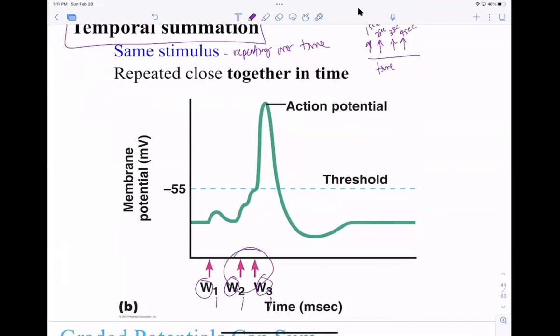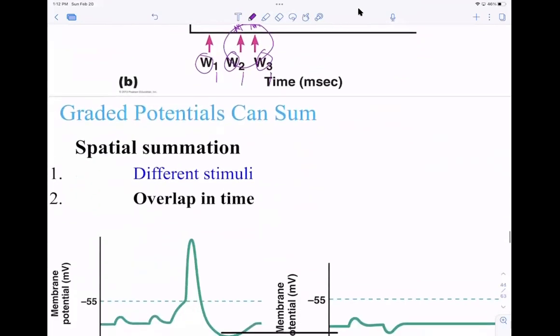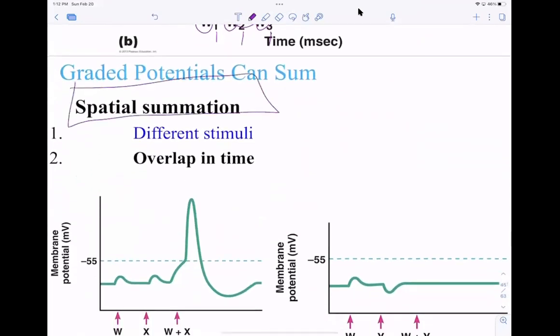If I do it close enough together, remember the neurotransmitter binds to the ion channel, allows sodium in, and then more neurotransmitter releases and allows more sodium in, and it reaches enough sodium coming in to depolarize the inside of the cell to negative 55 millivolts, which is threshold. Then now you have these voltage-gated sodium channels open, and sodium just floods in. It can also be spatial summation. So that's in different spaces, so to speak. They're different stimuli. They're not the same stimuli, but they're at the same time.